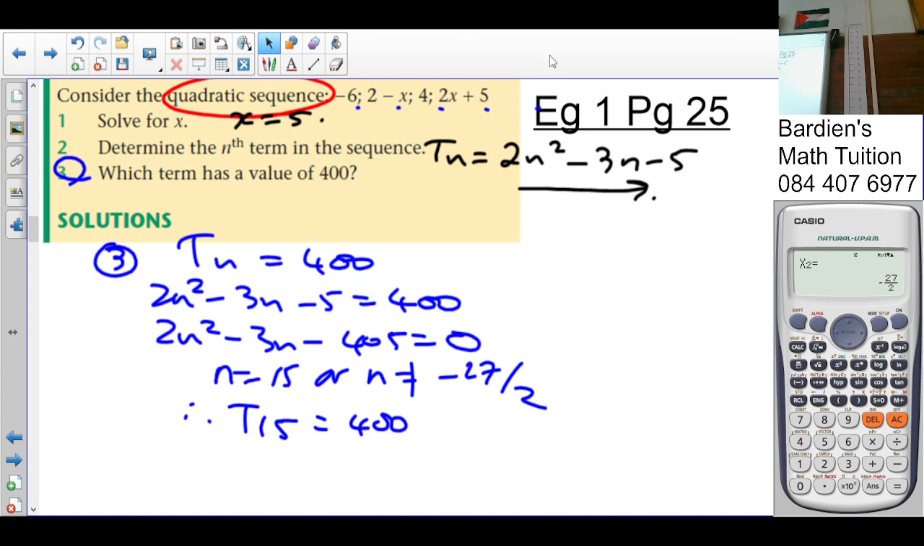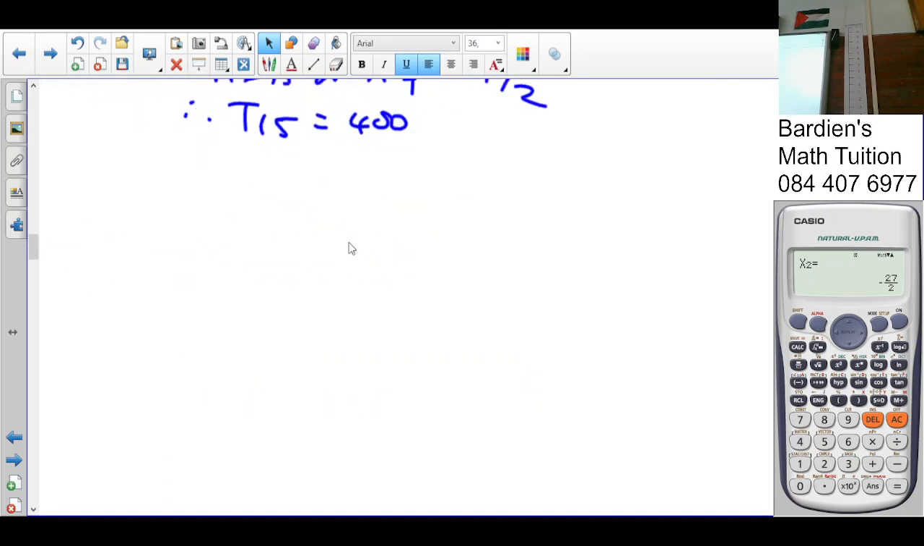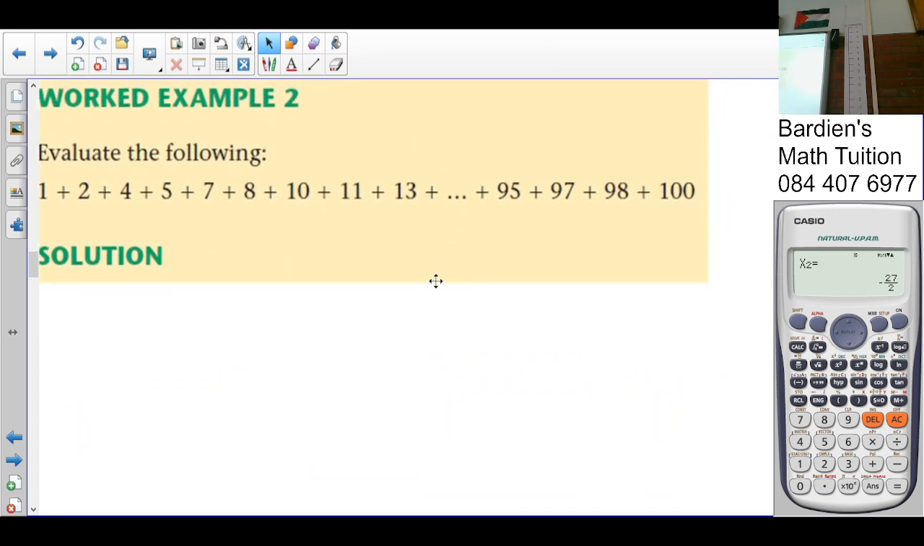So that basically brings us to the end of example 1. Let's look at example 2. Example 2 is on the same page.